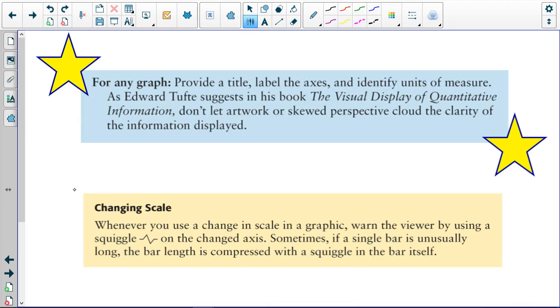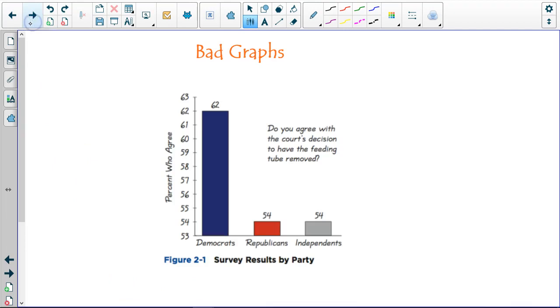Okay? So let's look at some bad graphs. I already went over the squiggle, changing the scale, right? Or breaking it. You don't have to use the squiggle. You can also break it, remember? Bad graphs. Look at this first one. Do you agree with the court's decision to have the feeding tube removed?